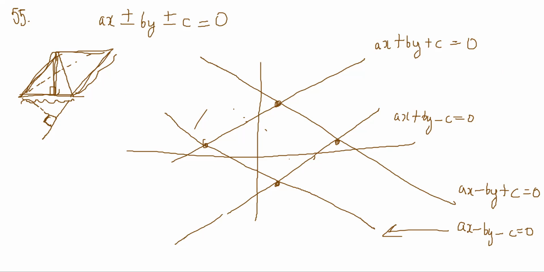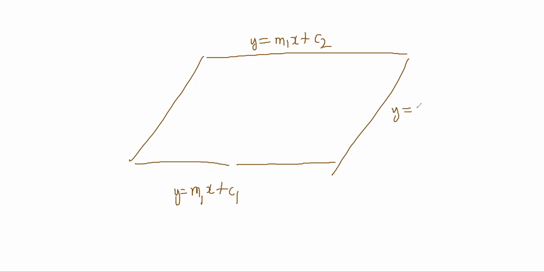So let's think about why that has to happen. Suppose there is a parallelogram. He found that out by the normal method itself, like dropping perpendiculars. Suppose this is y = m1x + c2, this is y = m1x + c1, this is y = m2x + d2, and this is y = m2x + d1. These are parallel and these are also parallel. So you want to find the area of this parallelogram.